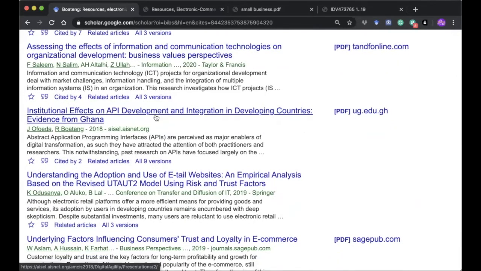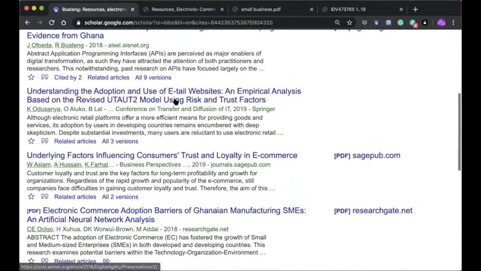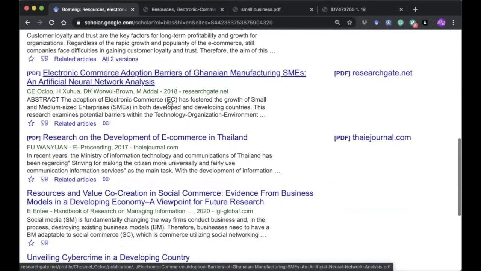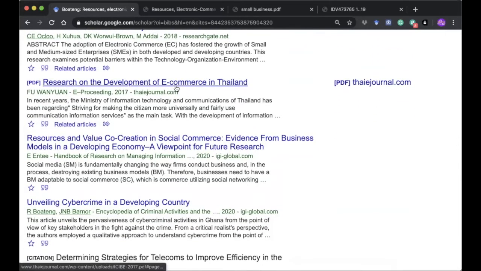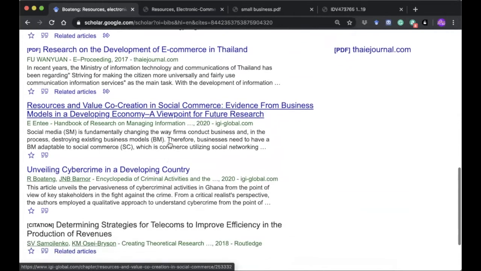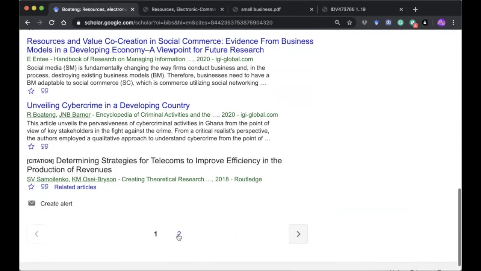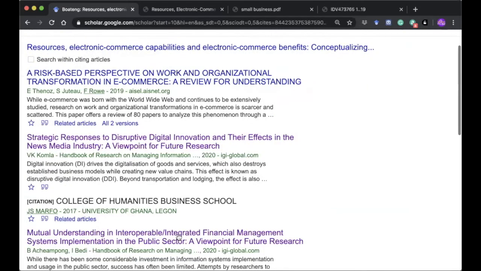This is coming from my work I did with one of my students. Somebody cited it here. Somebody cited it here. Very good papers. Somebody cited resource of value co-creation e-commerce evidence from. Some of the citations are coming from students that I've supervised before, and the papers they have written.